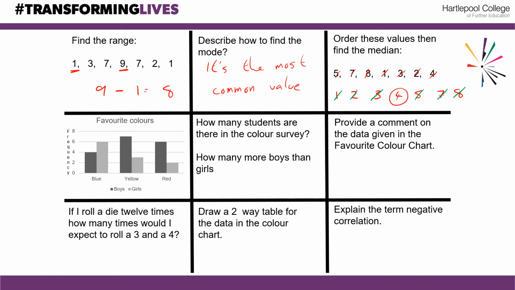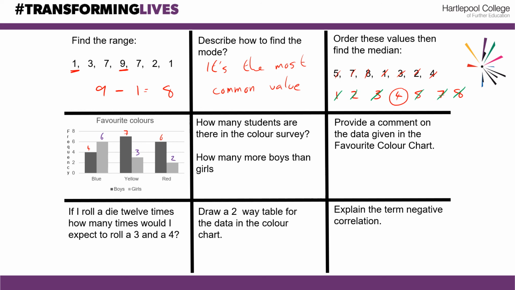Next up, we have a chart representing favourite colours. The first question on that reads, how many students are there in the colour survey? Well, let's have a check on that. Let's read them all off. For the first one, we've got 4, and then 7, and then 6. So that would be all the boys. Next up, we've got the girls. So that's 6 blue, 3 yellow, and 2 red.